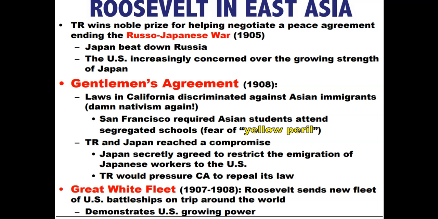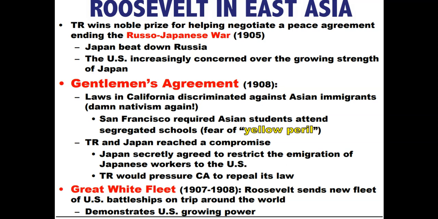And the Gentlemen's Agreement of 1908, this is basically concerning laws in California that discriminated against Asian immigrants. San Francisco required Asian students to attend segregated schools. San Francisco was basically putting Asian people on a whole different platform versus white people. They would go to separate schools. Now, TR and Japan were able to reach a compromise. Japan secretly agreed to restrict the immigration of Japanese workers to the U.S., and TR would pressure California to repeal its law.